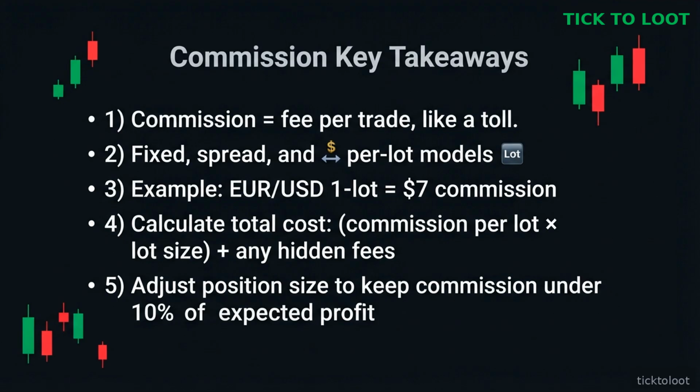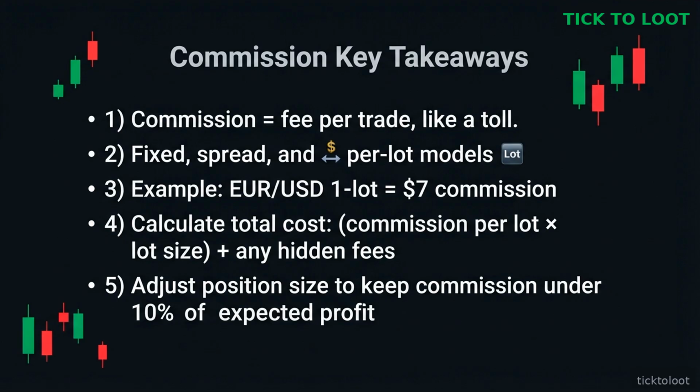The spread model hides the fee inside the difference between the price you can buy, ask, and sell, bid. The broker adds a few extra pips to the spread, which is the cost you pay indirectly. Finally, the per lot model charges a set amount for each standard lot you trade, such as $7 per lot on euro to US dollar.